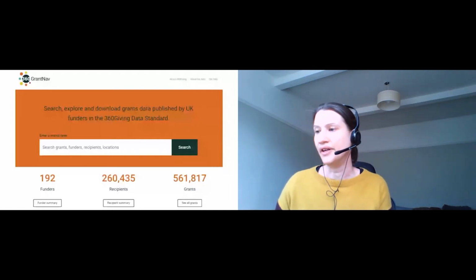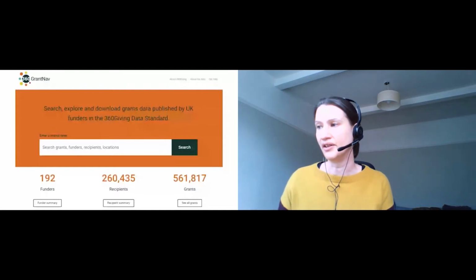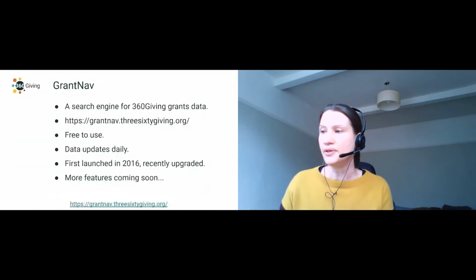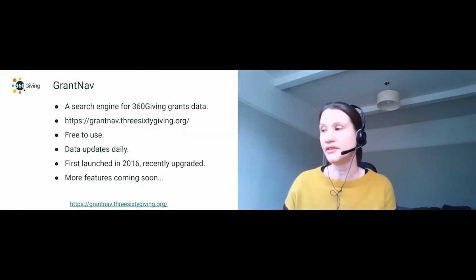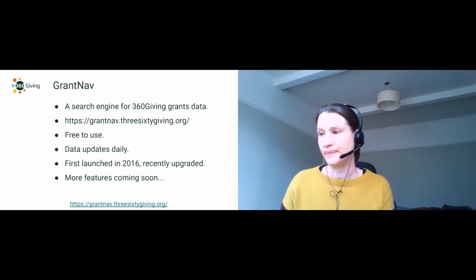So about GrantNav, it's a search engine for 360 Giving grants data. It's free to use. There's no login to access the website, and there's the URL. You can go and access it right now. The data in GrantNav updates on a daily basis, which means that new data that is published will appear in GrantNav the next day. We first launched GrantNav in 2016, and it had data from 26 funders inside, and now it features grants from almost 200.